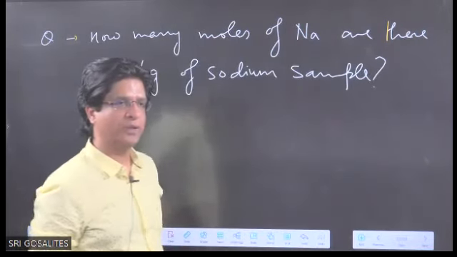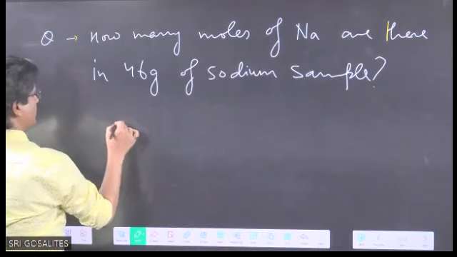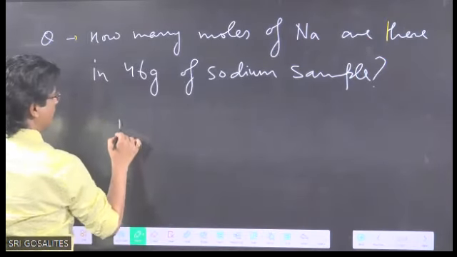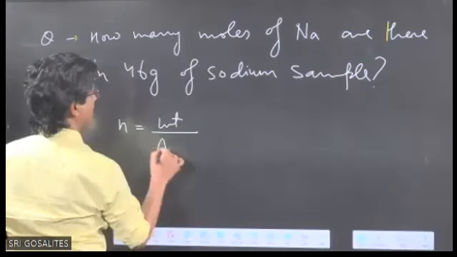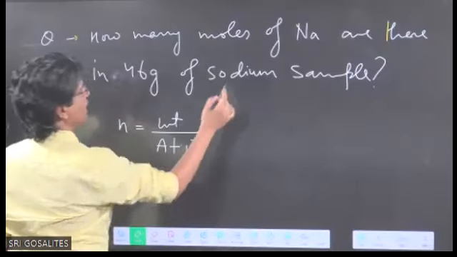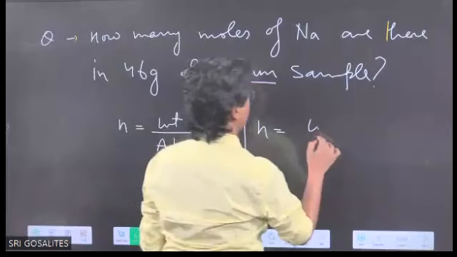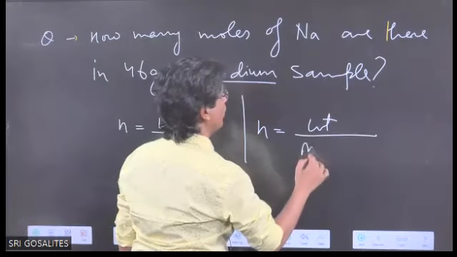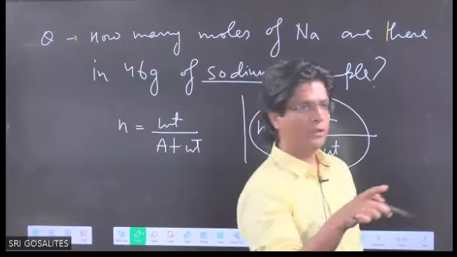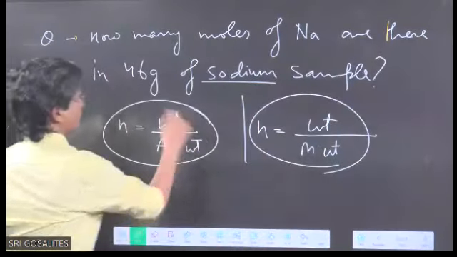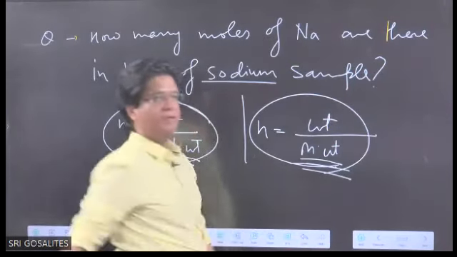Wow, superb. It will be 2 moles, because you remember that I told you that number of moles is equal to weight upon atomic weight if you are talking about atoms, and number of moles is equal to weight of the sample upon molecular weight if you're talking about molecules. Yes or no? This is for atom, this is for molecule. That's why it is called atomic weight, and here we are having molecular weight.